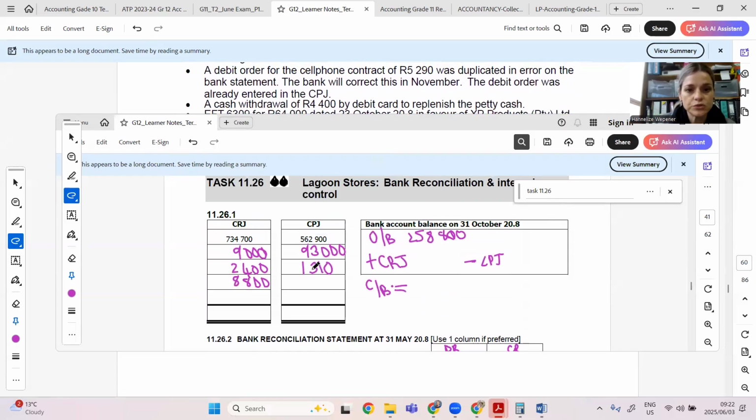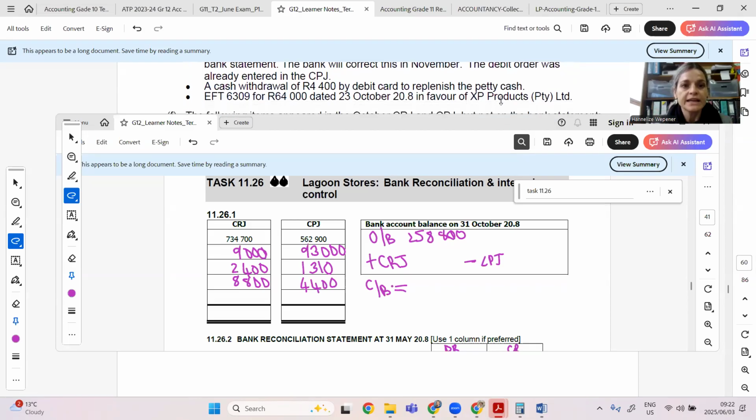In other words, you took out of your bank account 4,400 to put into your petty cash, and you must now still record it because it's on the bank statement, but not in your books. EFT for 64,000 Rand dated the 23rd. So in other words, they're telling you that you made an EFT payment in favor of XP products. It's on your bank statement, but you have not yet recorded that.